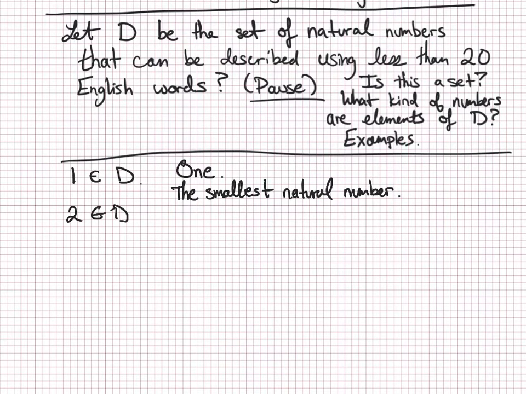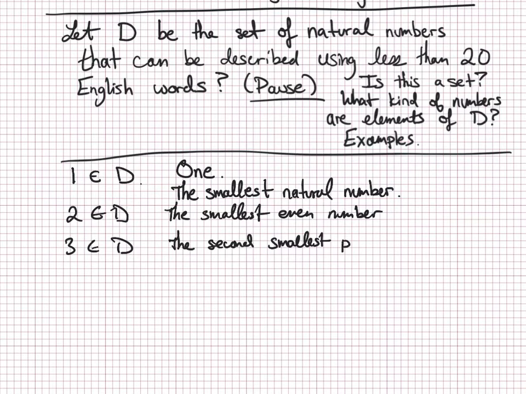2 is in D. Maybe I'll just say it's the smallest even number. Three is in D. Maybe the second smallest prime. 4 is in D. 2 squared. Oops. 2 squared. Okay. And so forth. Maybe I should do one example which is a big number.